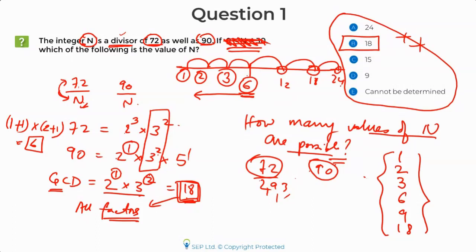Now, if they tell you find out all the possible values of n that will divide it, after finding the GCD, just find out all the factors of 18. Because if 18 divides the number 72 and 90, all factors, smaller numbers of 18 will definitely divide 72 and 90. I hope this is perfectly clear, guys.